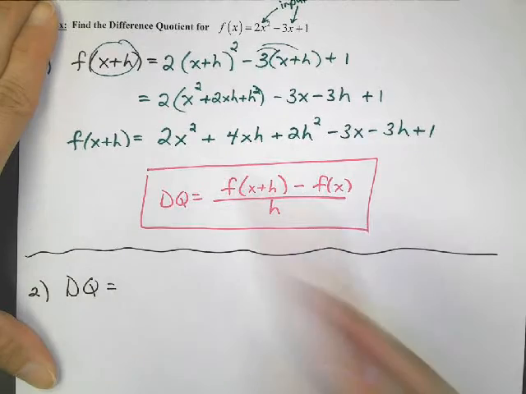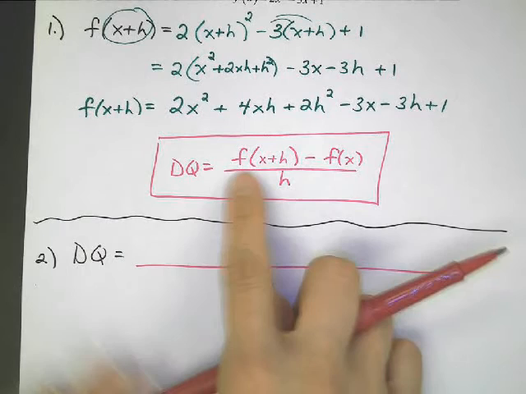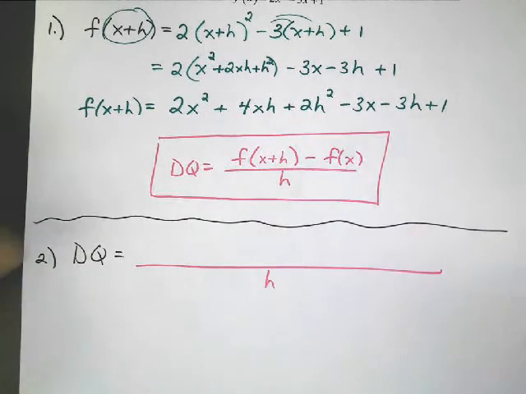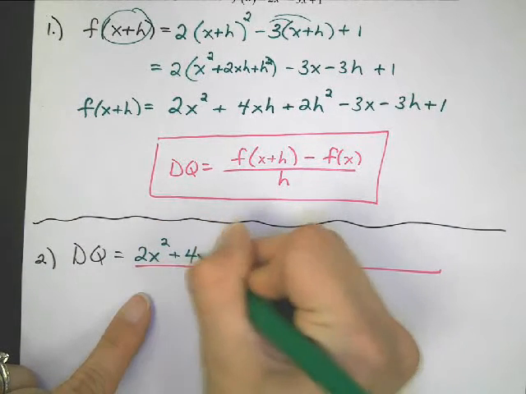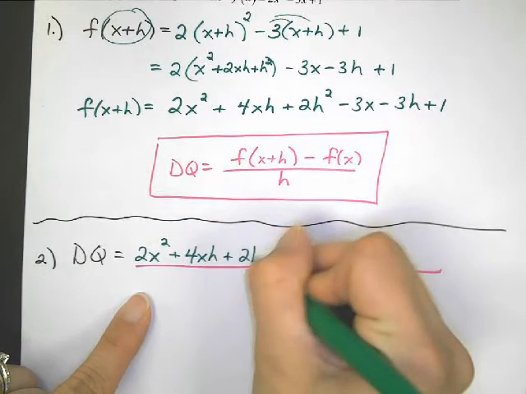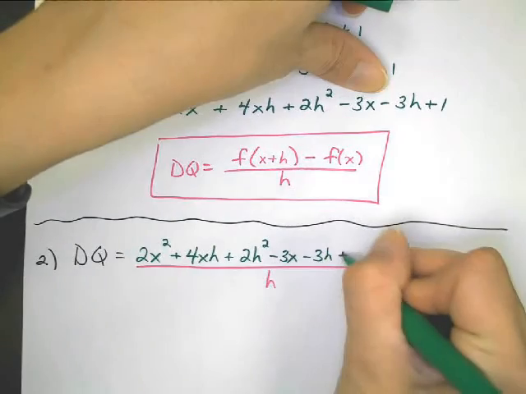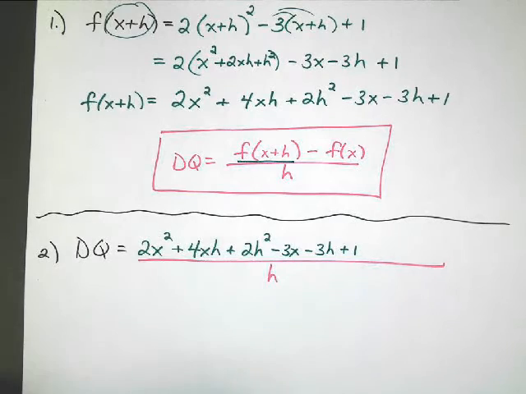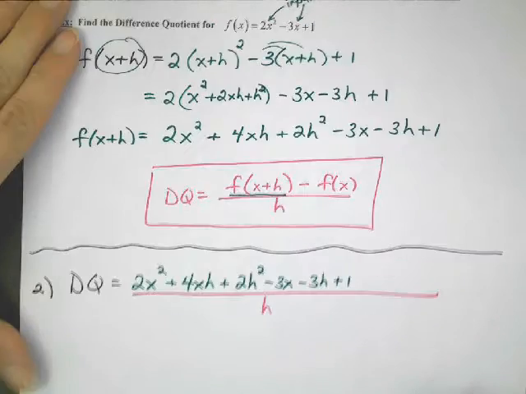Okay, I'm ready to start calculating the difference quotient. That's the formula. Good to have handy. The huge fraction with h in the bottom. The first thing we have to put is f of x plus h, which we already calculated. Thank goodness, because that was a lot of work. 2x squared plus 4xh plus 2h squared minus 3x minus 3h plus 1. Okay, so I have the f of x plus h. Now it's time to subtract f of x.